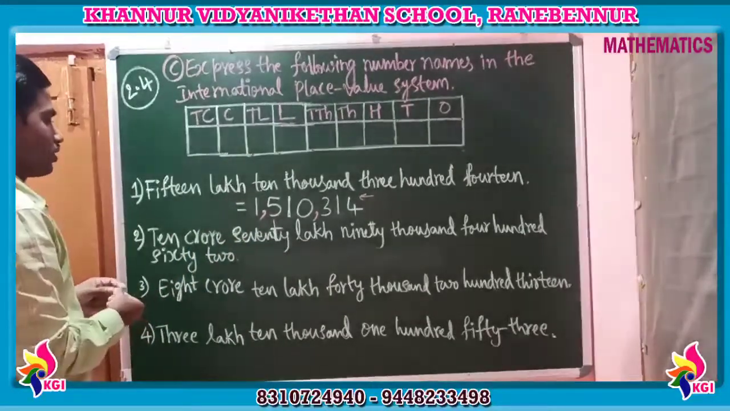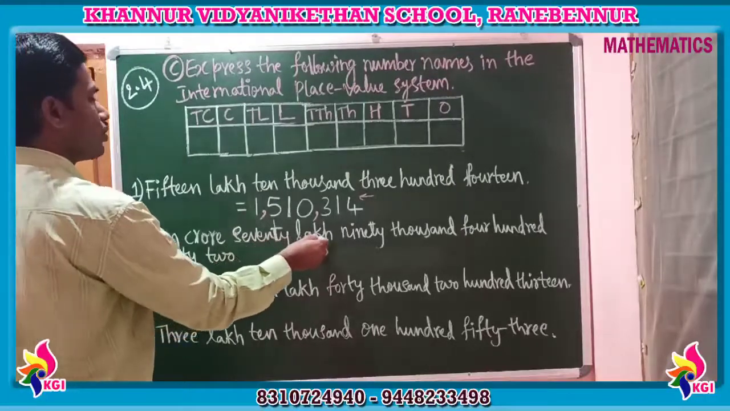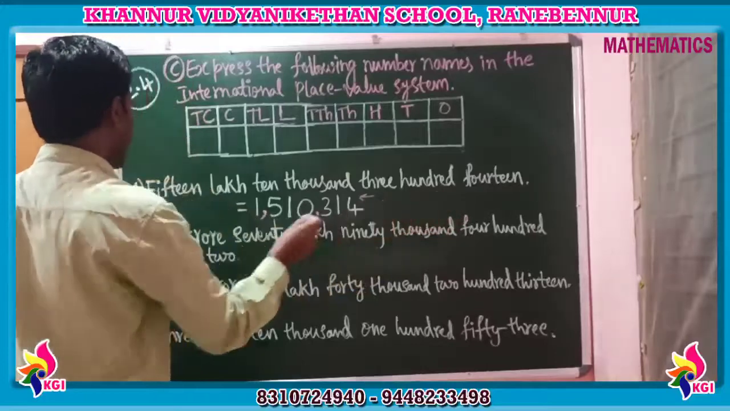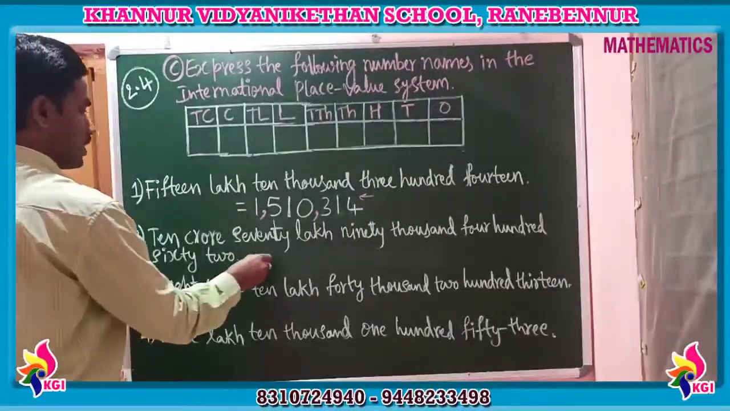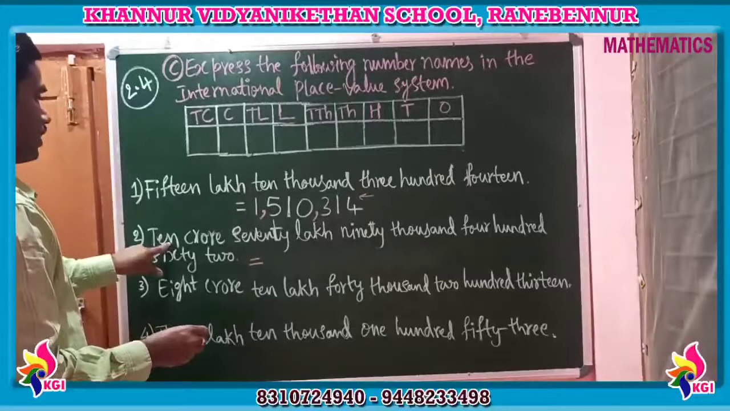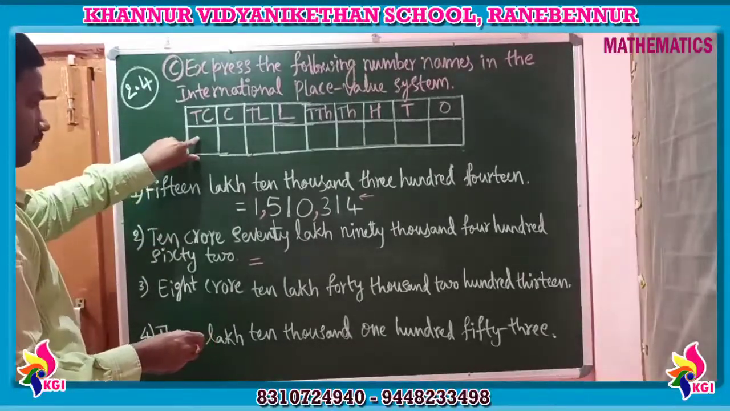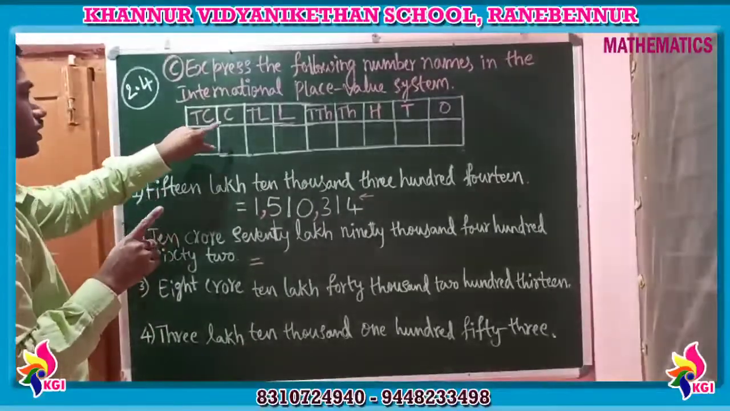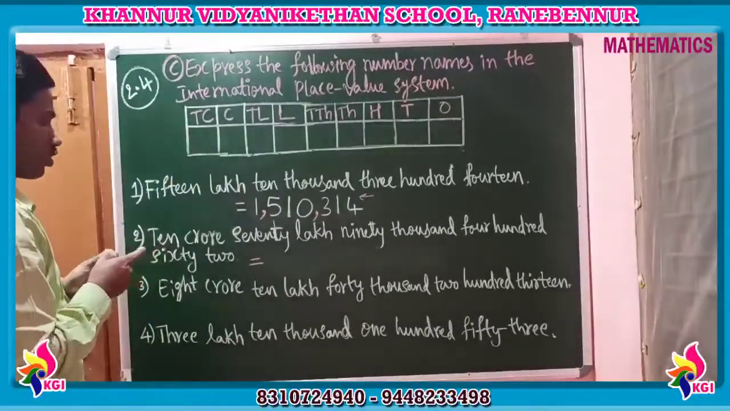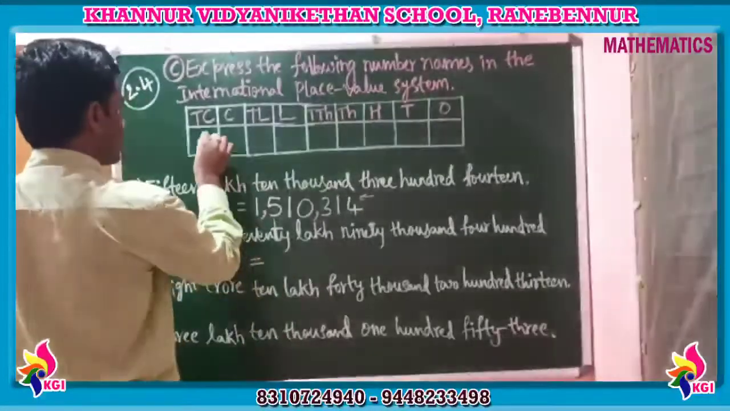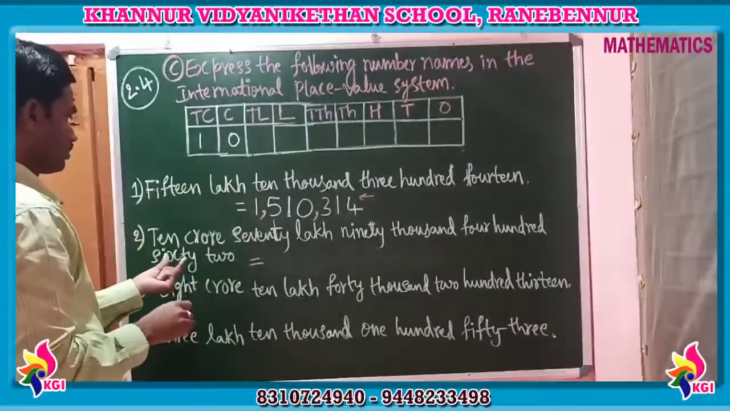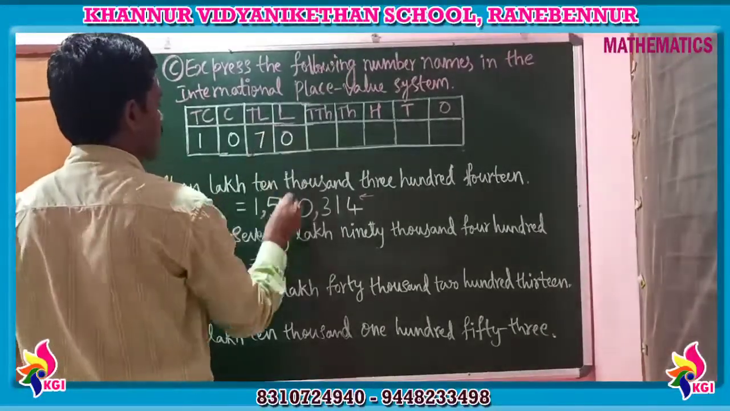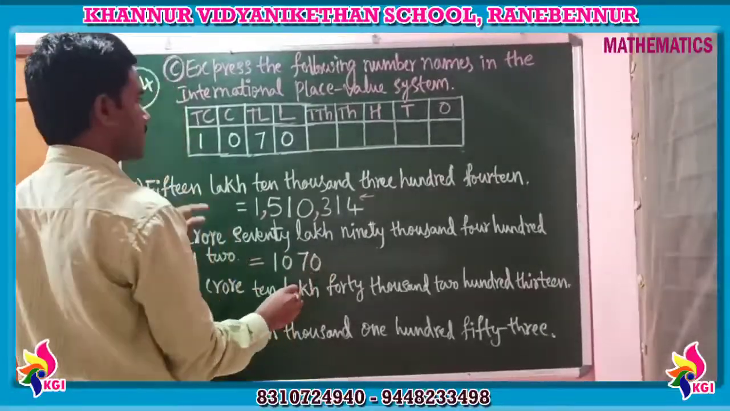Then 10 crore 70 lakhs 90,462. Tell me, where is 10 crore? Here. In the ten crore place you write 1 and in the crore place 0, so 10 crore. Then 70 lakhs, then 1070, like that you write.